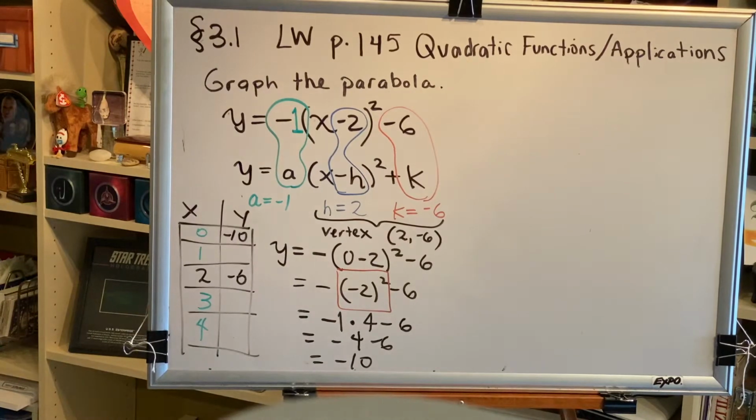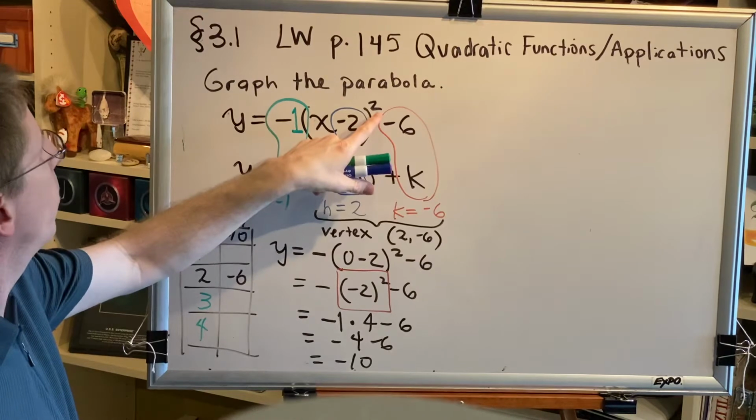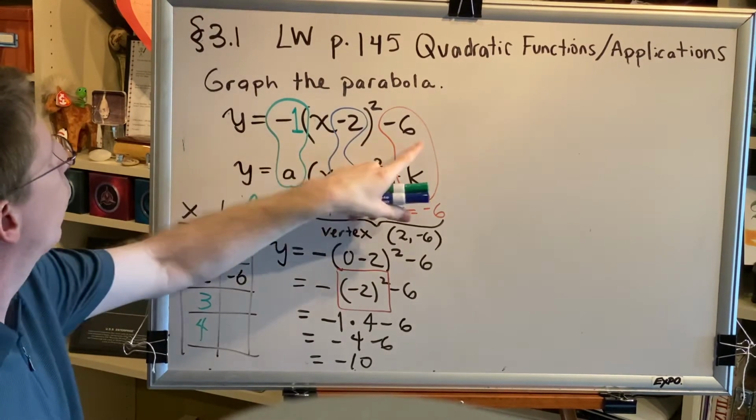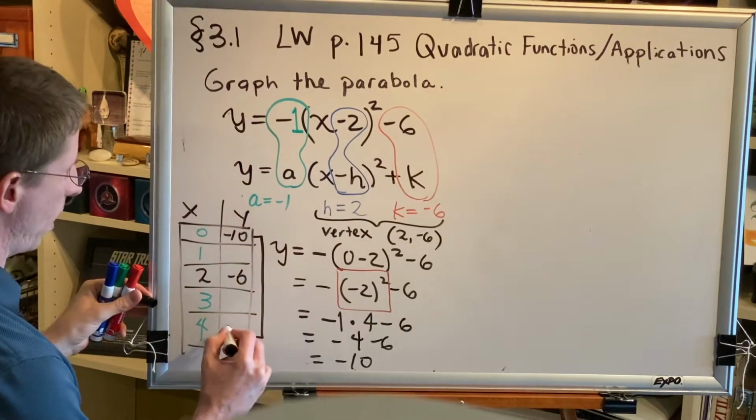All right, I'm just going to mentally check my work. x is 0. 0 minus 2, -2. Squared, 4, make it negative, -4, minus 6, -10. By symmetry, that's going to give me the same result here.